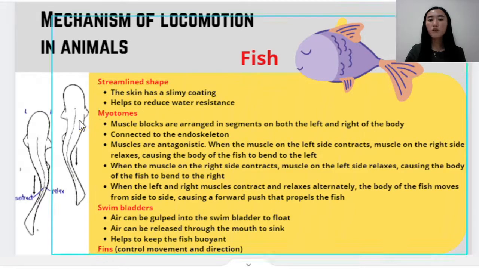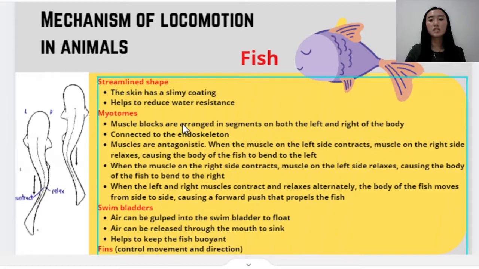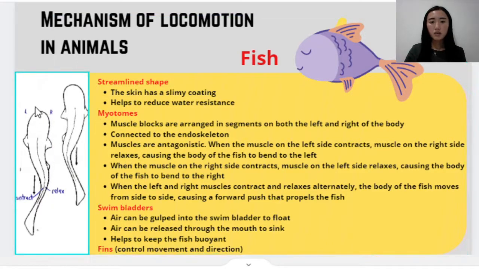The myotomes on the fish are the muscle blocks that are arranged in segments on both left and right of the body of the fish, and the myotomes are connected to the endoskeleton of the fish. You can see in this diagram, this is the left side and this is the right side.